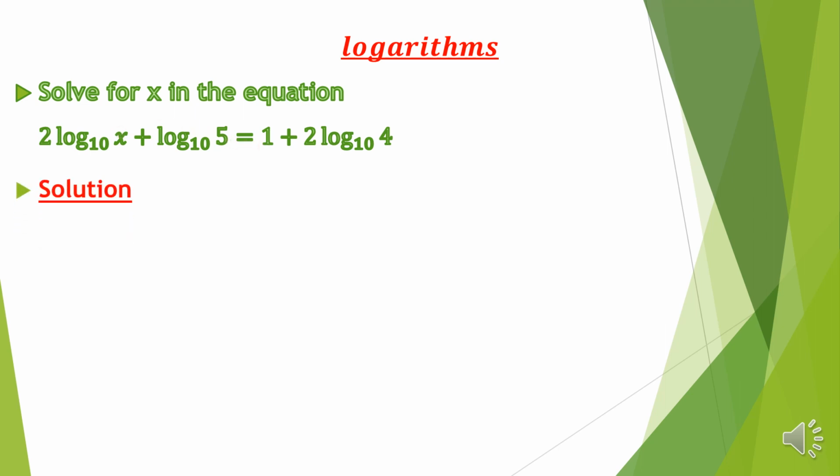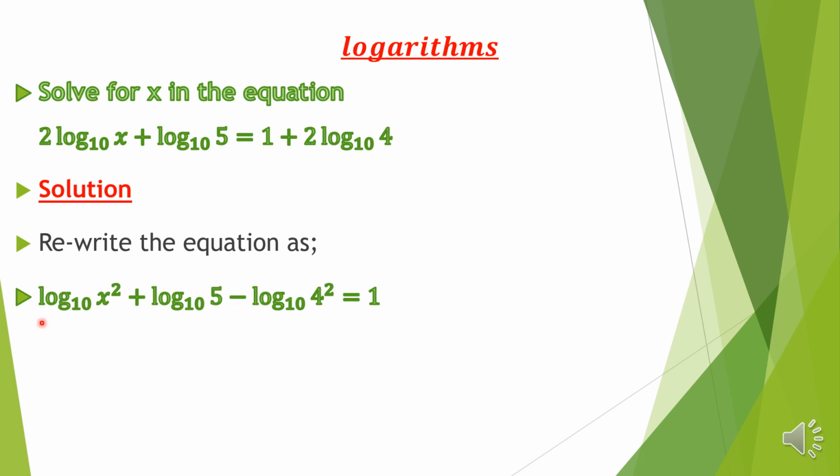So to proceed, I'm going to rewrite that particular equation, and this is how it is going to look like. We are going to have log x squared to base 10. Now these two will move to the other side to be squared, plus log 5 to base 10, and then I'll take this log to the other side to have log 4 squared to base 10. So these two will go to the other side to be a squared equals to 1.